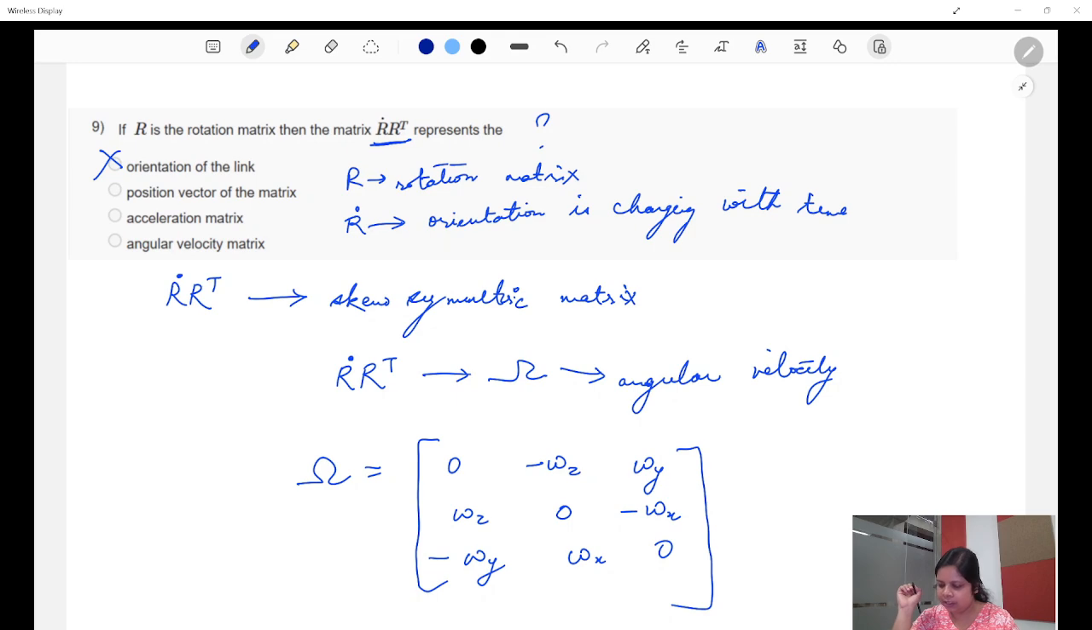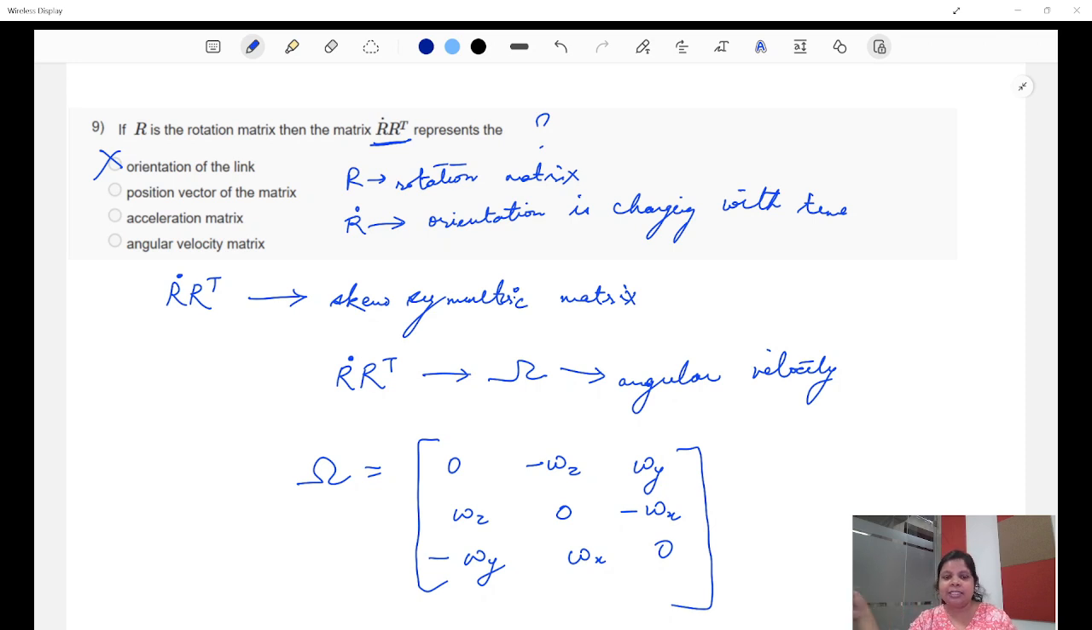Then let's check the second option, position vector of the matrix. Position vector of the matrix is also incorrect because this matrix relates to rotational motion and not position, right? We have a rotation matrix. This rotation matrix does not have any translation term, which we saw in the earlier classes, that it is a combination of rotation and translation, but rotation was just a rotation matrix. It had no translation. So this is entirely related to rotation, so we definitely do not get a position vector, right?